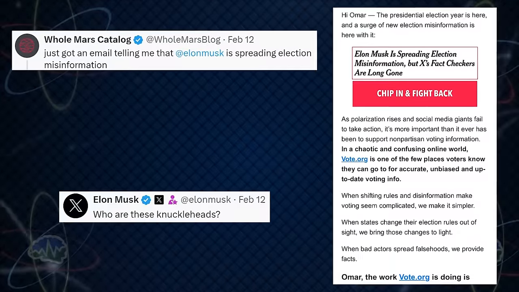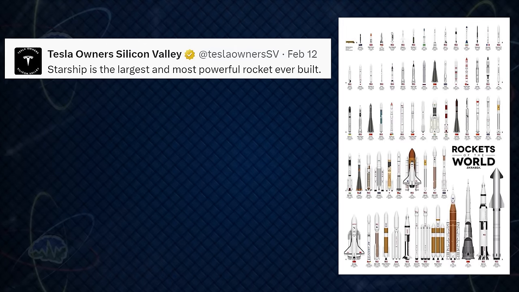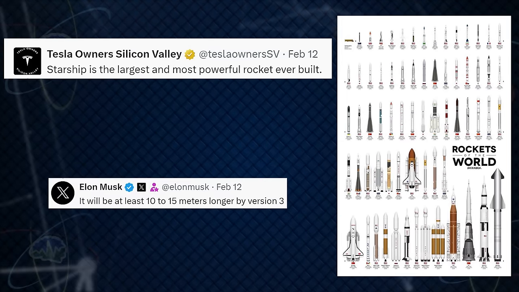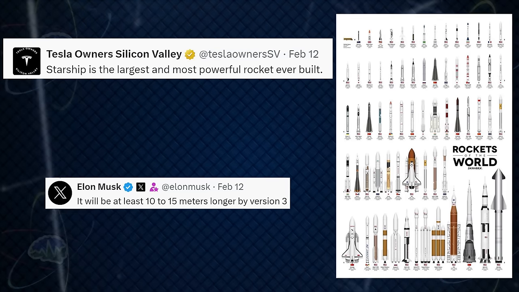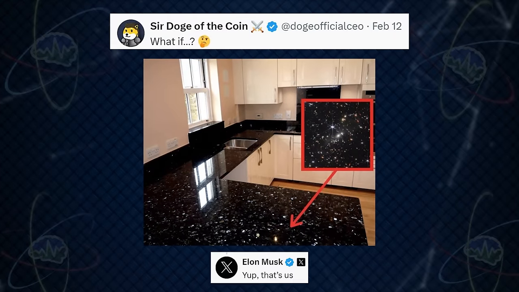Holmar's Catalog says, just got an email telling me that Elon is spreading election misinformation. And Elon says, who are these knuckleheads? Tesla owner Silicon Valley says, Starship is the largest, most powerful rocket ever built. Elon says, it will be at least 10 to 15 meters longer by version 3. Sir Doge of the Coin says, what if? Elon says, yep, that's us.